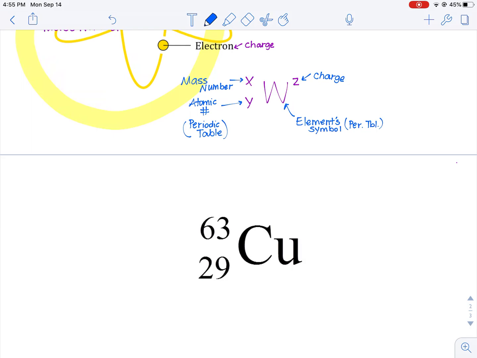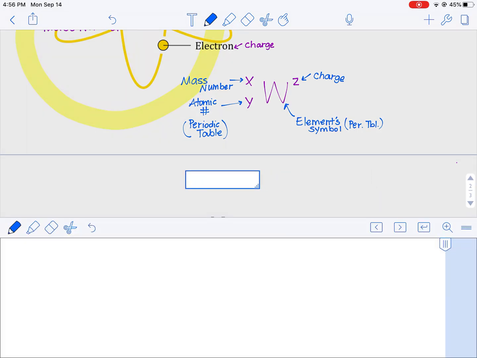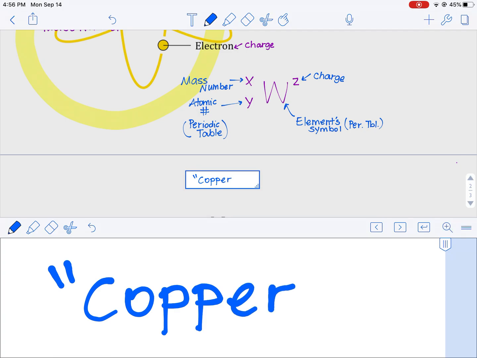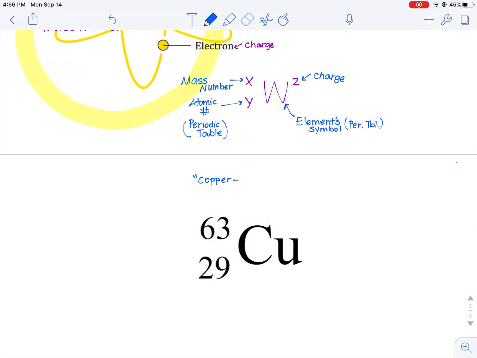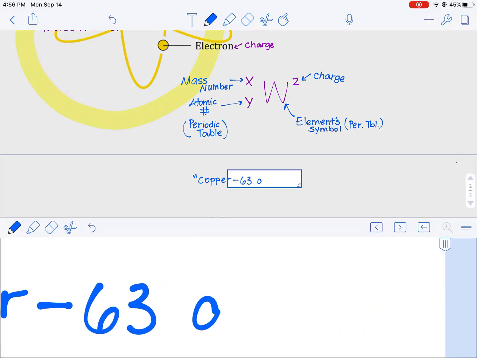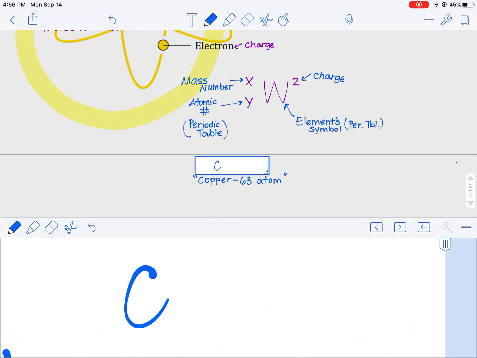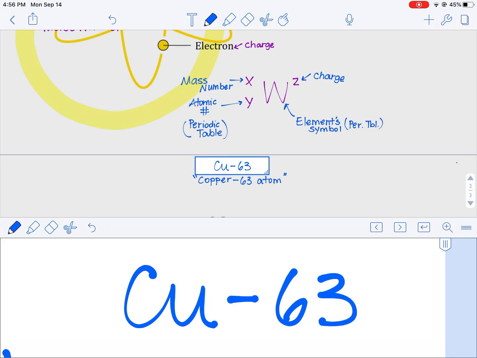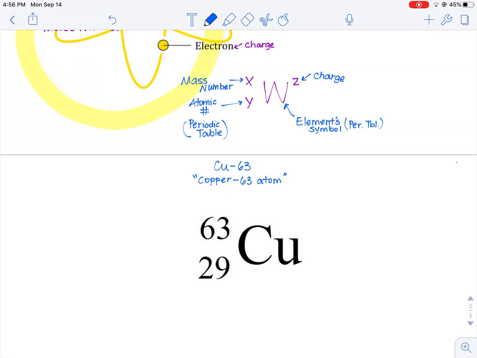Here's an example. The way we read this is copper. We always say the name of the element first, and then we're going to say what its mass number is. So this is the copper 63 atom. That's how we say it. Now, sometimes it's also written with the element symbol. Cu is the element symbol for copper, dash 63. That notation and this WXYZ notation mean the same thing. They both mean the copper 63 atom.